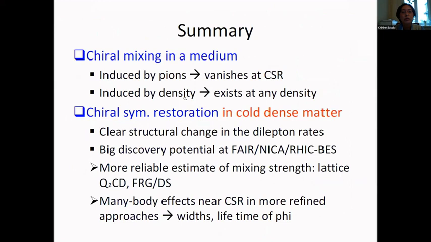And because of this mixing, the vector spectral function is drastically modified. And then possibly this could be measured in the upcoming heavy ion experiments as the signature of chiral symmetry restoration. And then there are basically two important things to be done. The first thing is we need to more reliably estimate the mixing strength C.